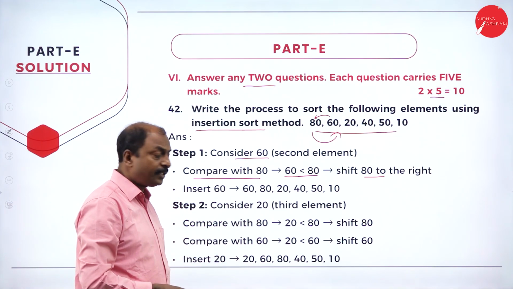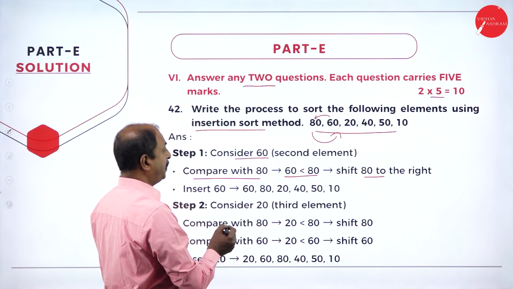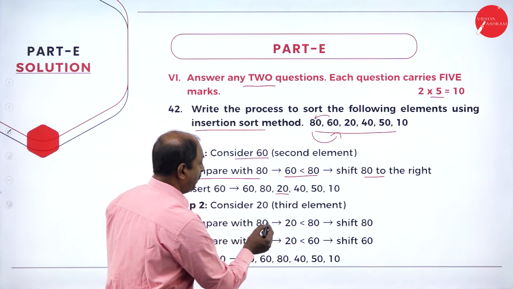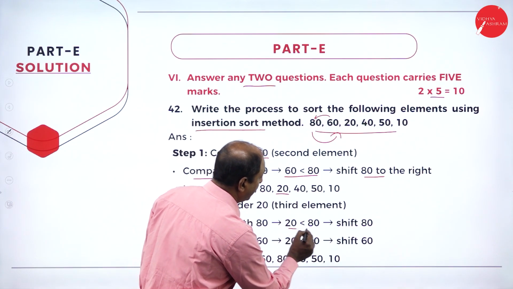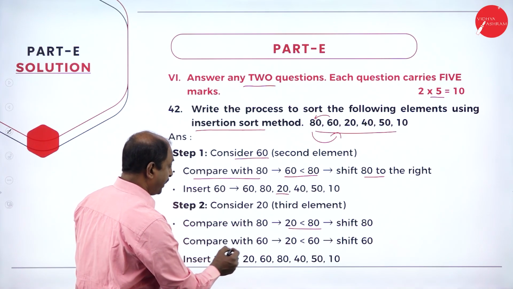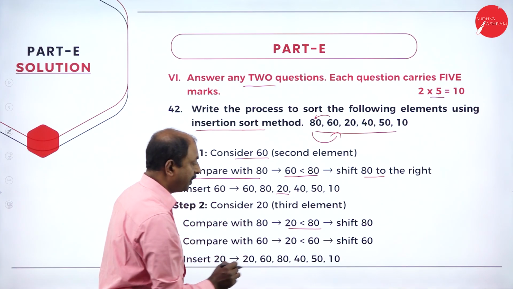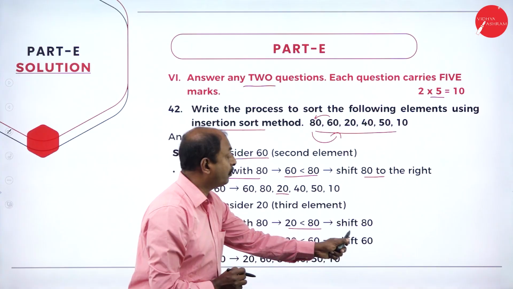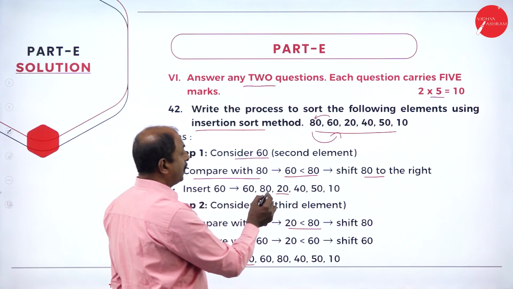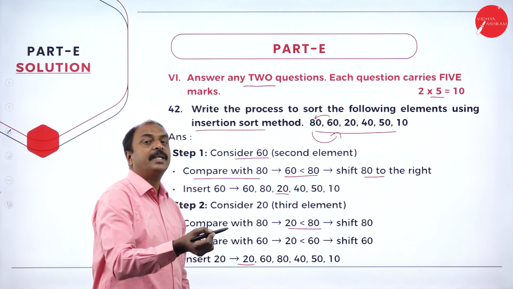Now the second iteration, or step 2. Now consider 60, 80, 20. The third element is 20, and I am comparing it. 20 is less than 80, so we have to shift 80 to this side. Accordingly, at the end of this, we have 20, 60, 80. Again, observe 20 is less than 60, so we have to shift 60 to the right side, and 20 comes to this position. So the third element comes to this position at the end of step 2, or the second iteration.